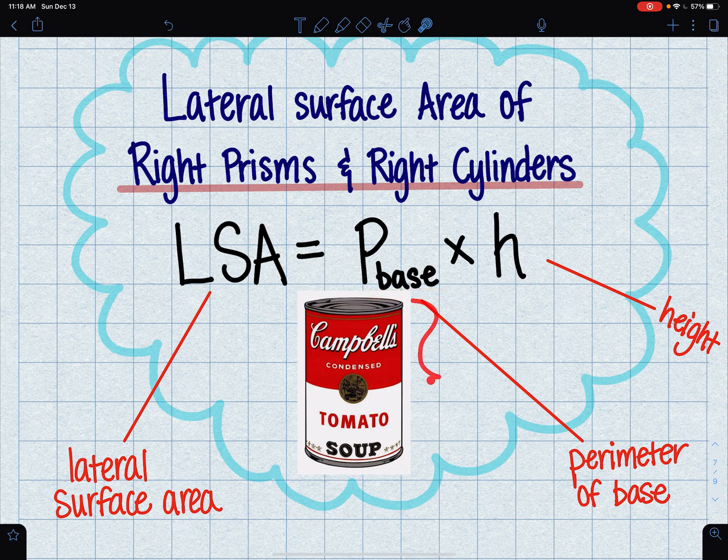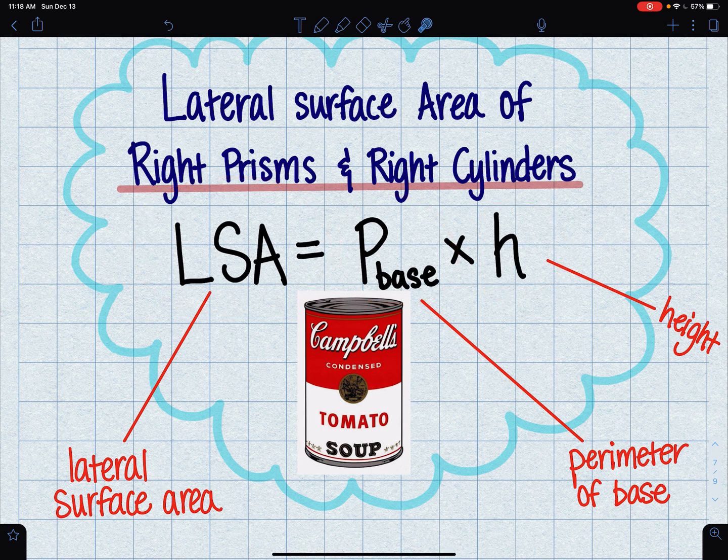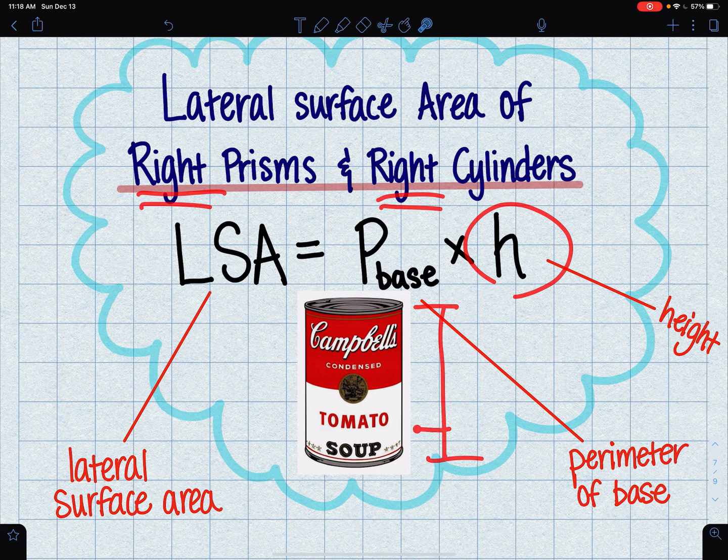What about the height? The height is this height, h, as long as it's a right angle there. Make sure that it's not oblique. If it's oblique, then you have to find the perpendicular distance between the top and the bottom. So LSA is the perimeter of the base times the height. And that's how you figure out lateral surface area of right prisms and right cylinders. Because these are right, the height is always going to be this perpendicular distance.